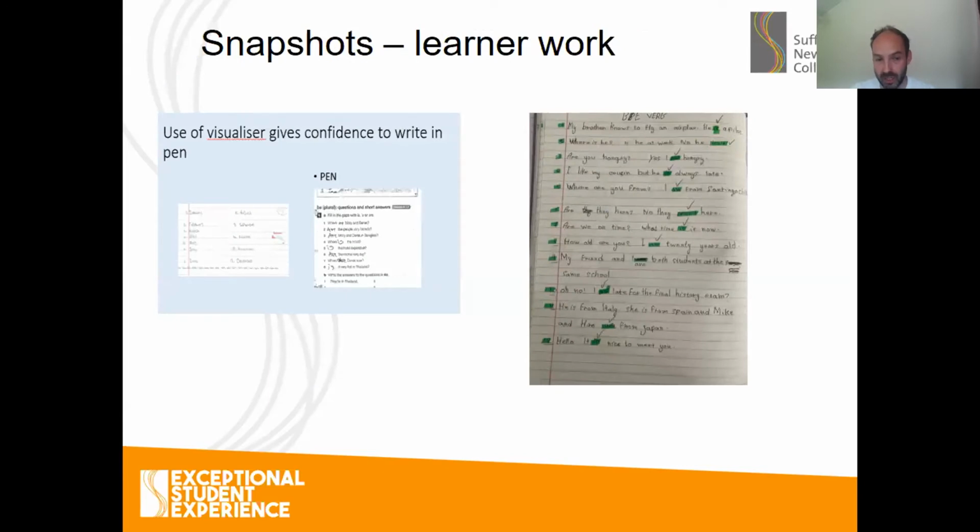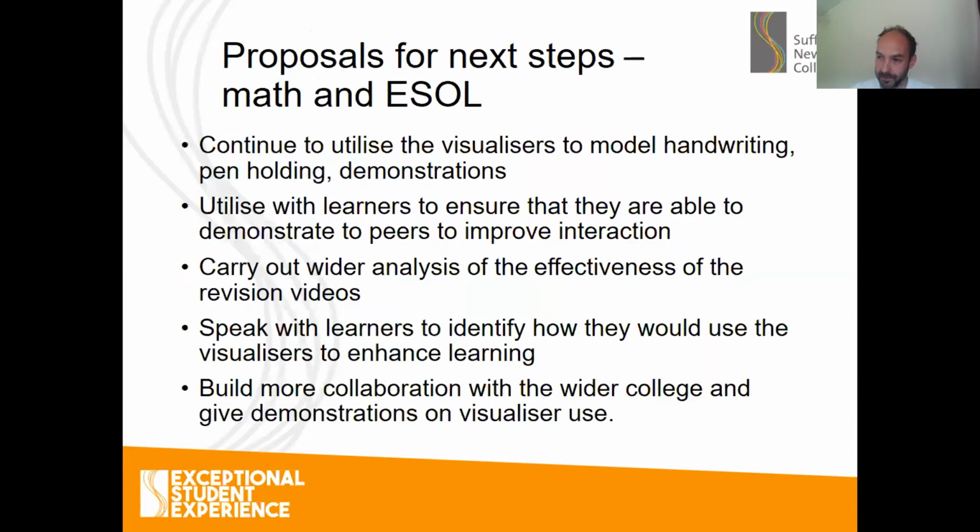Some learner work: there was some work that Susie had done which showed significant increases in their use of grammar, punctuation, and just arrangement and letter formation and all sorts of things. So that worked really well.